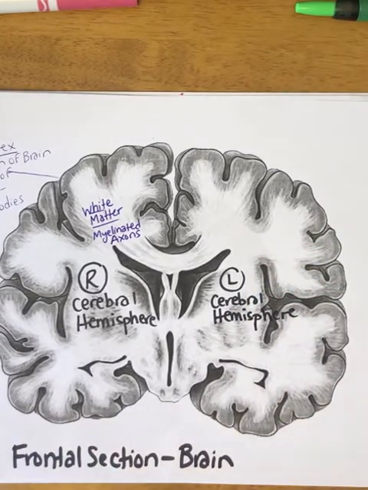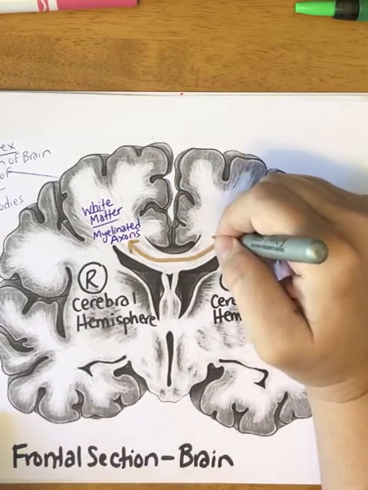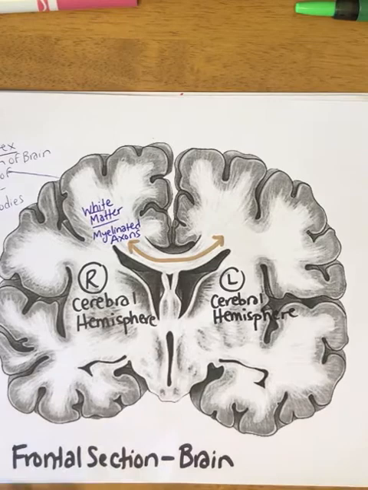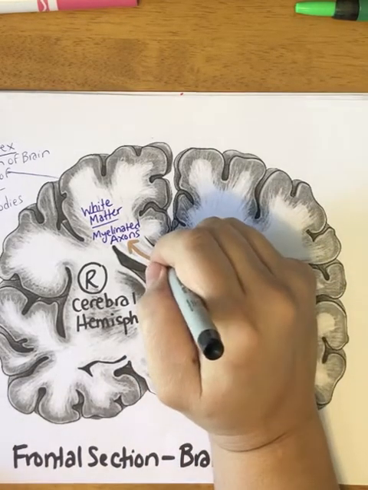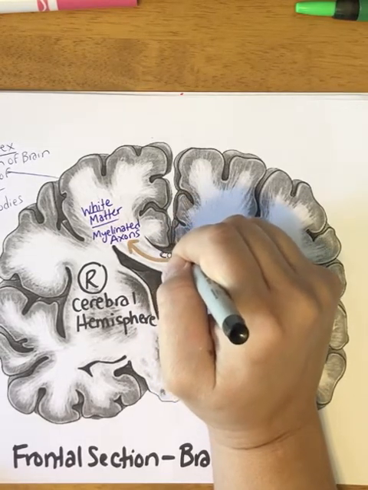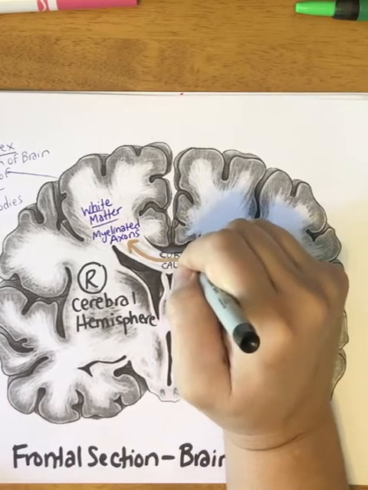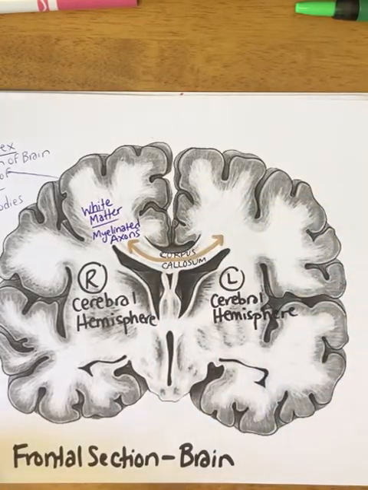Now, how are these connected to each other? How are the right and left cerebral hemispheres connected to each other? Well, that would be this structure right here. That would be your corpus callosum. Your corpus callosum is the structure that connects your left and right cerebral hemispheres.